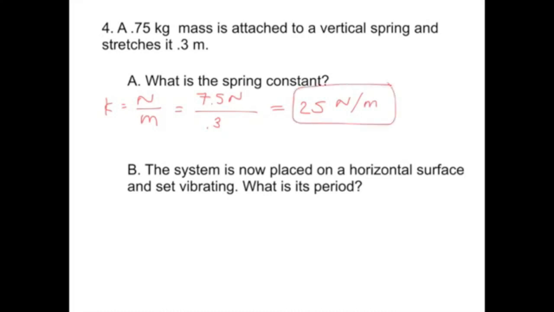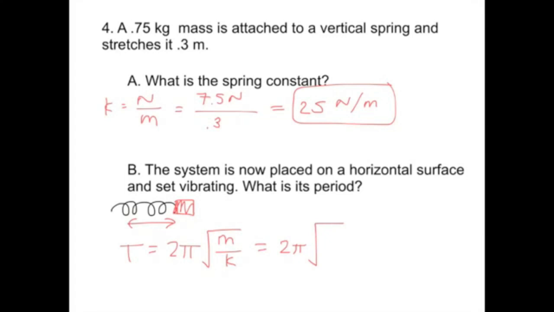In part B, it says that the system is now placed on a horizontal surface and set vibrating. So basically, if you can visualize this, the spring is now placed like this, and the mass is allowed to oscillate back and forth. It's asking what is the period. So T is equal to 2 pi times the square root of m over k, and we solved for all these variables now, so I can plug in 2 pi square root of 0.75, which is the mass, divided by 25, which I just solved for in part A, that's the k value. And then by simplifying, I get that the period is equal to 1.1 seconds.